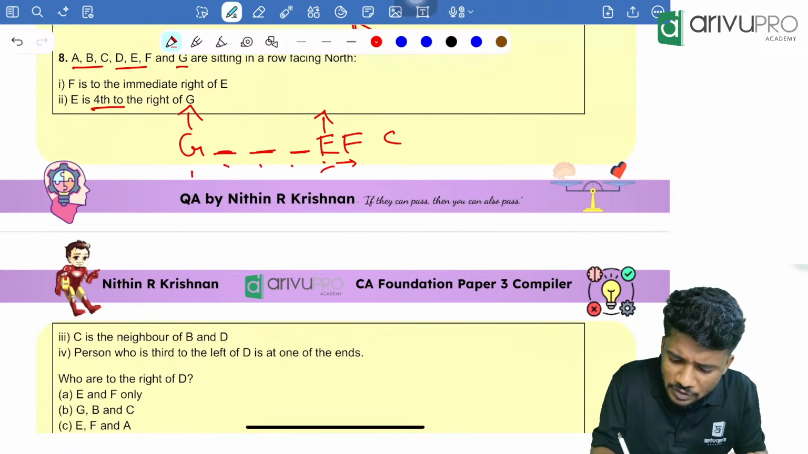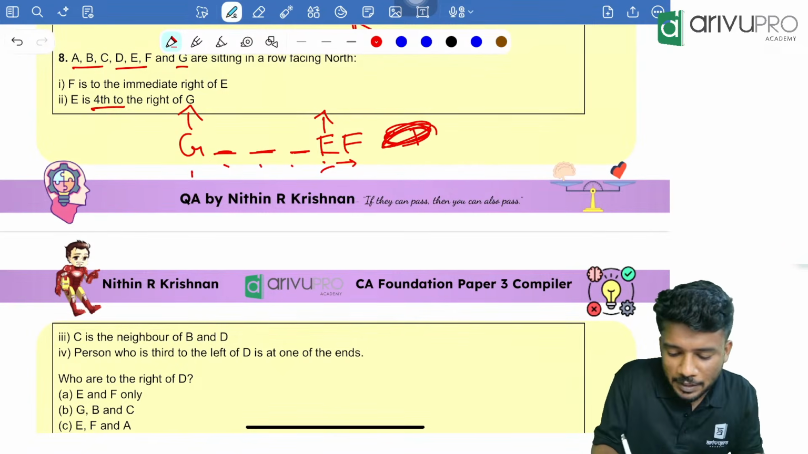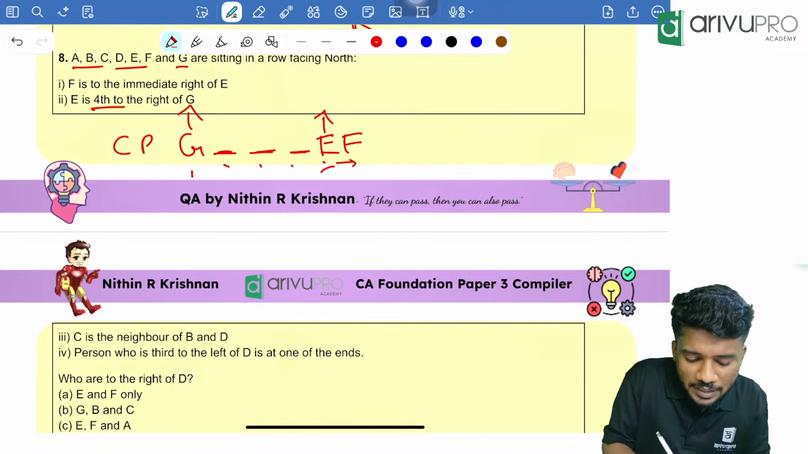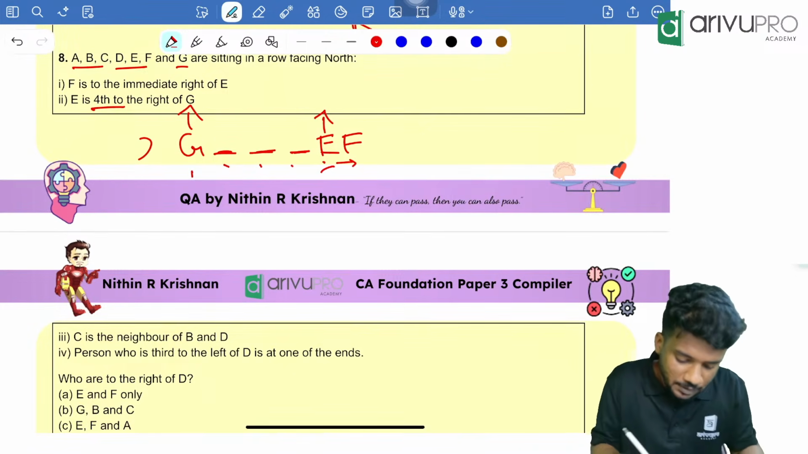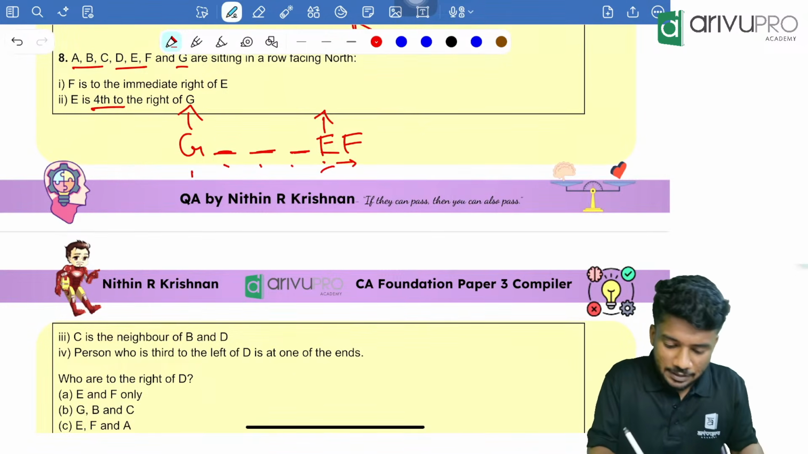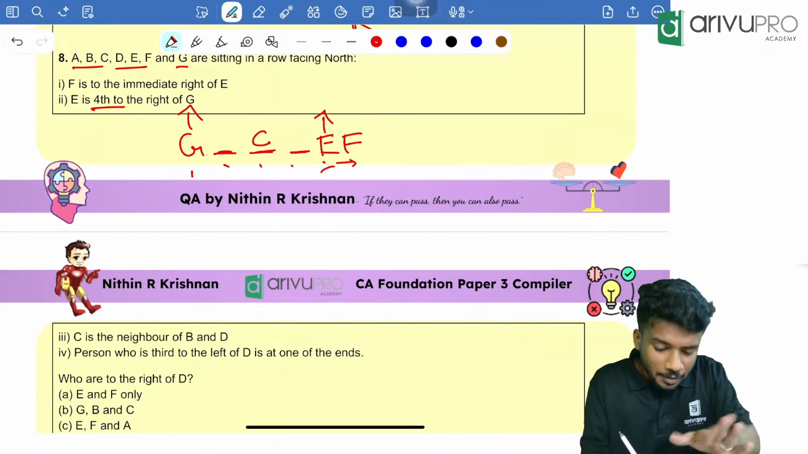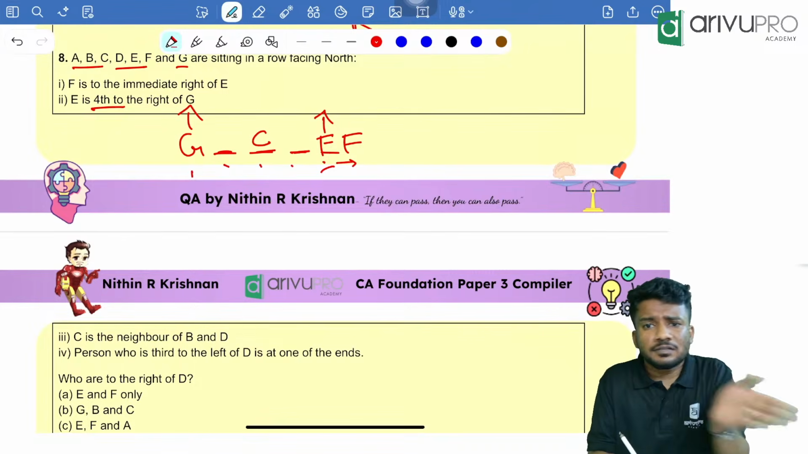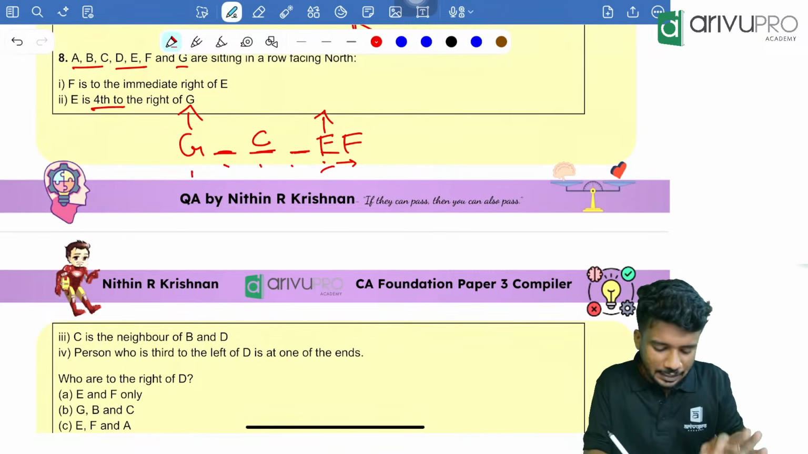Now if I put C and D over here, how many people will be there? Now 8 people will be there. That means it is not possible. Can I put C and D over here? That is also not possible. Then C is a neighbor of B and D. C should be over here and B and D should be in the adjacent sides. We don't know where it is right now. Let it be like that.